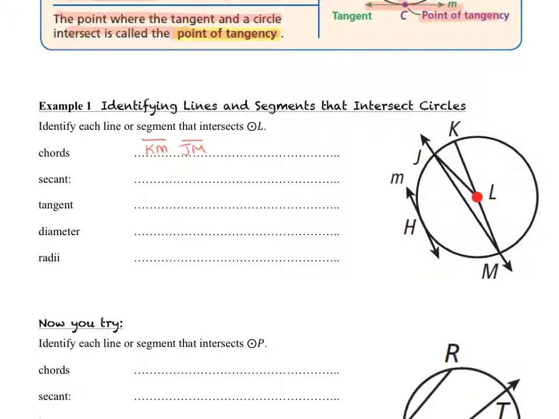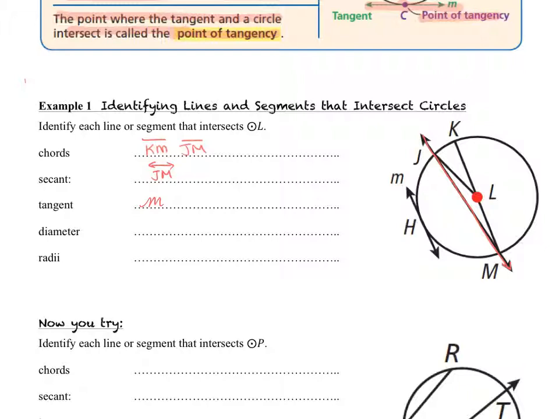For the secant, we have line JM. So I need arrows on either side just to show that it's a secant, that it's going through, intersecting, crossing through at 2 points. And the tangent, we can call that line M. We're only given one letter, H, so we can't call it like AH or something like that. So the tangent would be line M.